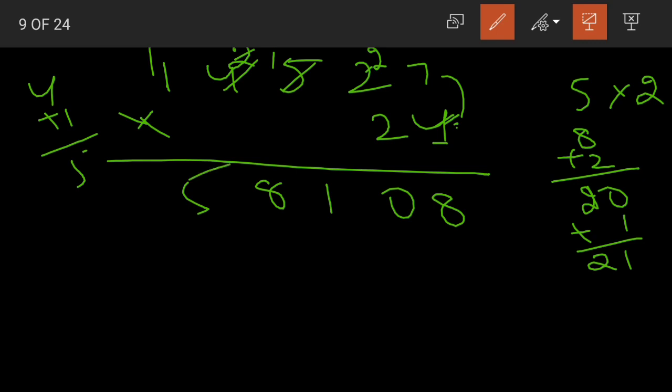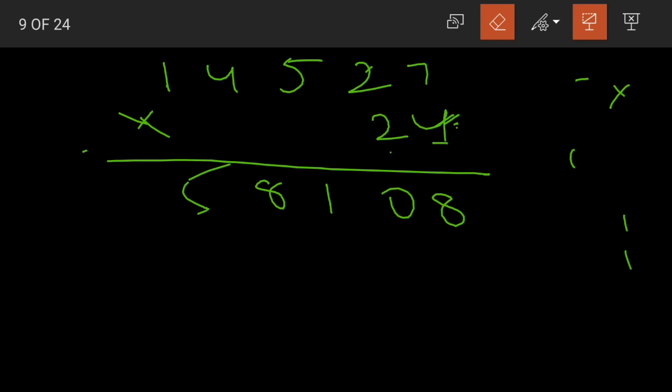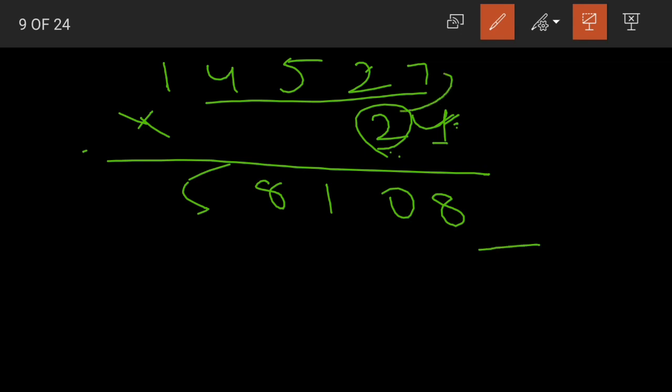Clear children? Now coming to the next digit. Wait, let me erase these carry forwards first, or else we'll get confused. Now what should we do? We should multiply the digit in tens place, that is 2, with 14,527. But before multiplying children, what is the main point? After 2 we are having one digit. So place 1 zero. Now let us start multiplying.